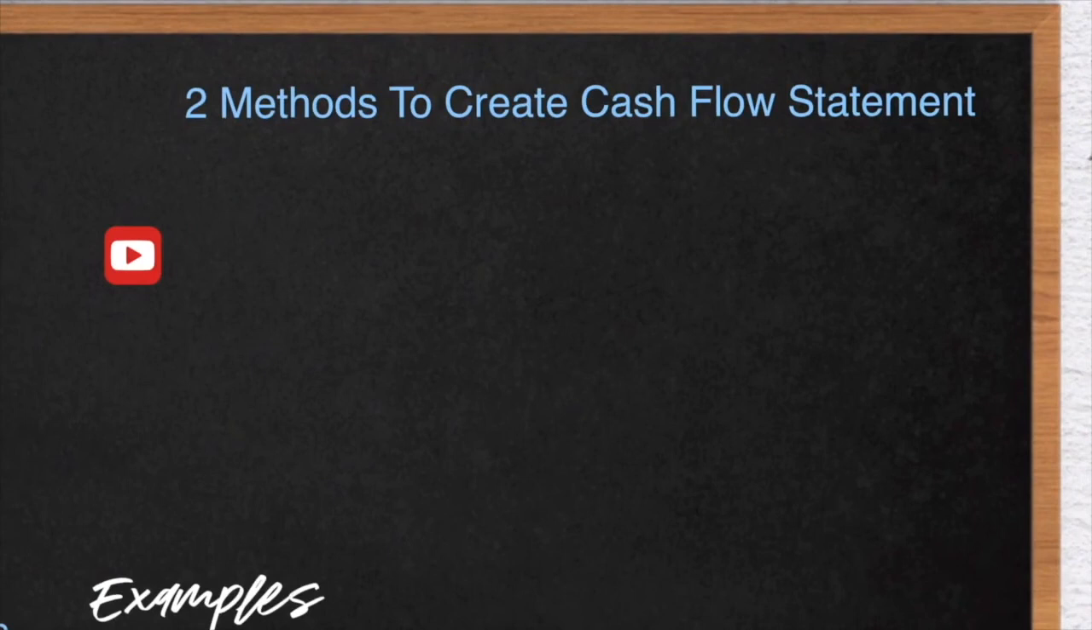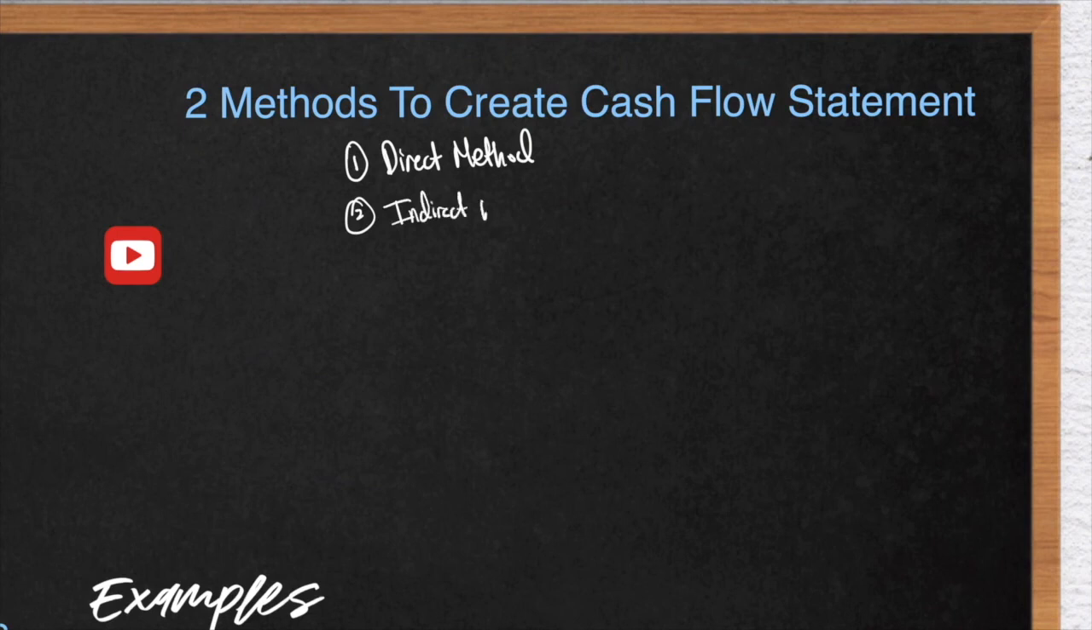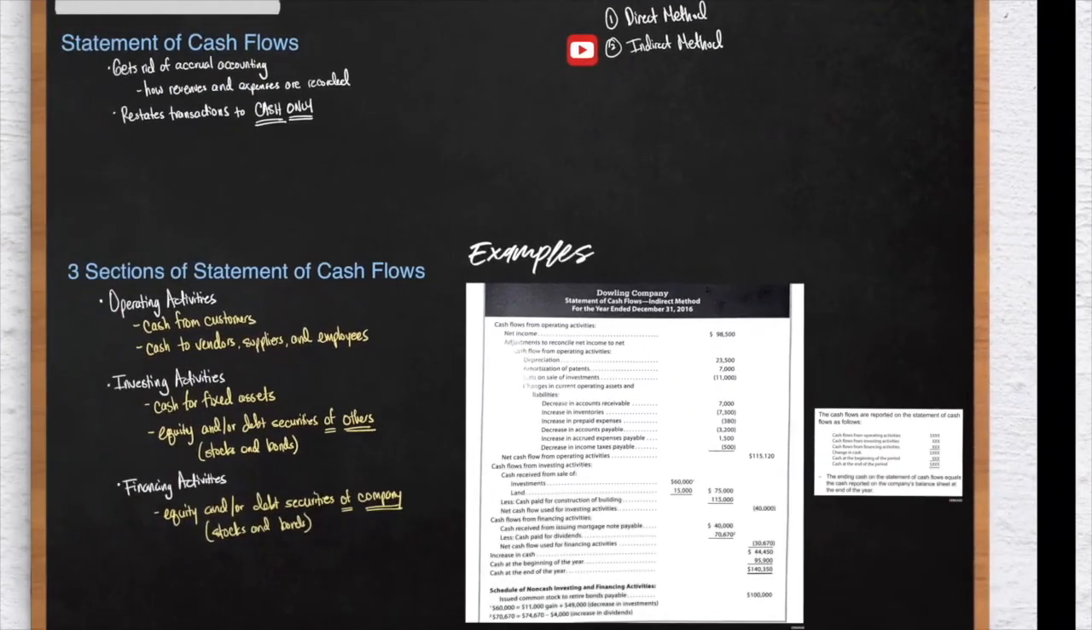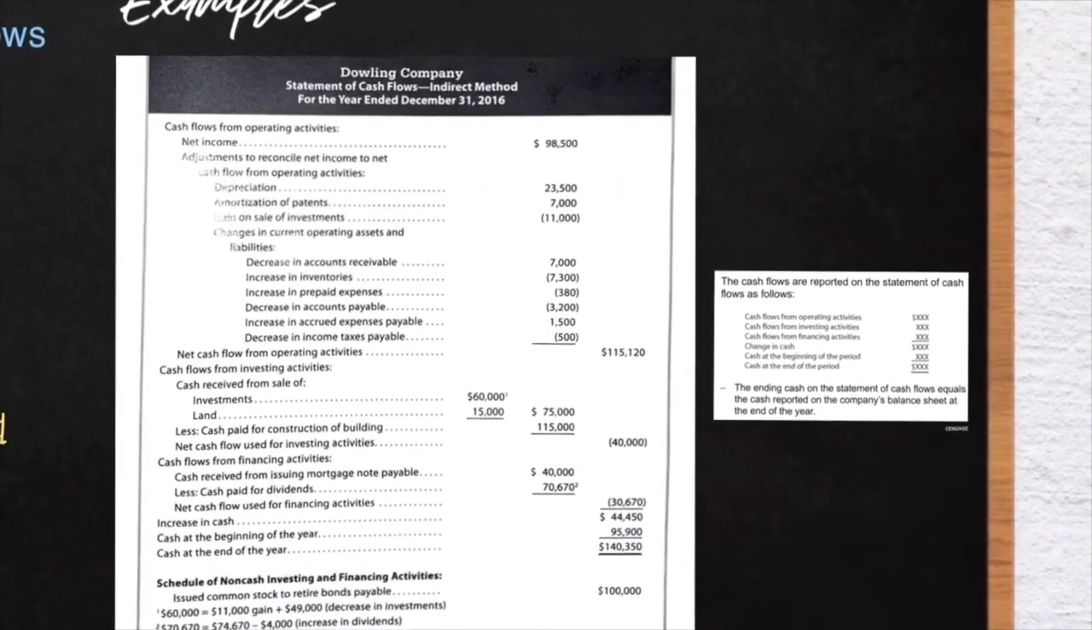Now, there are two methods to create the statement of cash flows. One method is called the direct method, and we're not going to go over that too much. The second method is called the indirect method. And I created a whole video dedicated to the indirect method, and that's what you will be responsible for this class. So the indirect method, let's go over an example of a statement of cash flows.